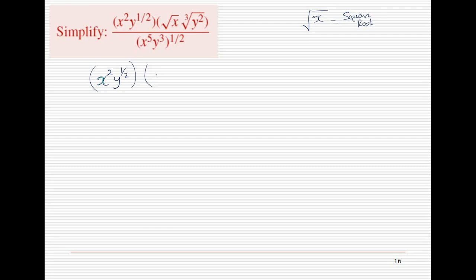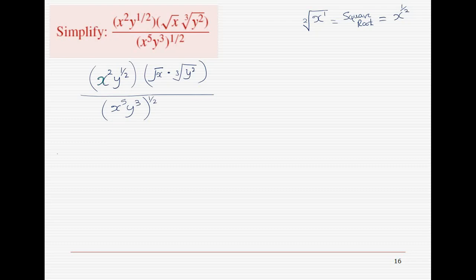No value near the root sign says it's a square root, which means x to the power 1 divided by 2. We have x to the power 1 here, 2 here, so x to the power 1 divided by 2. Times the cubic root of y to the power 2, and we have x to the power 5, y to the power 3, the whole thing to the power half, in the denominator. You can see this half is a common index for both x and y.